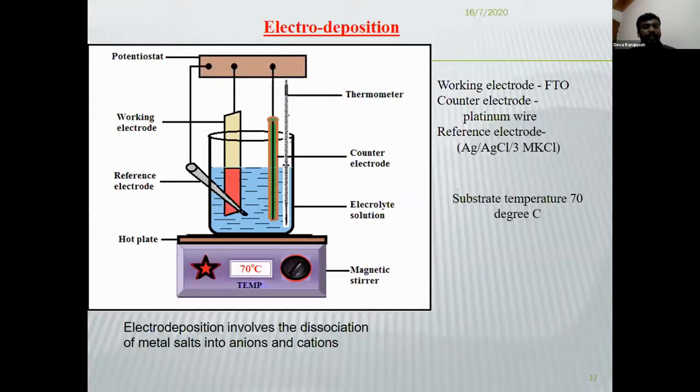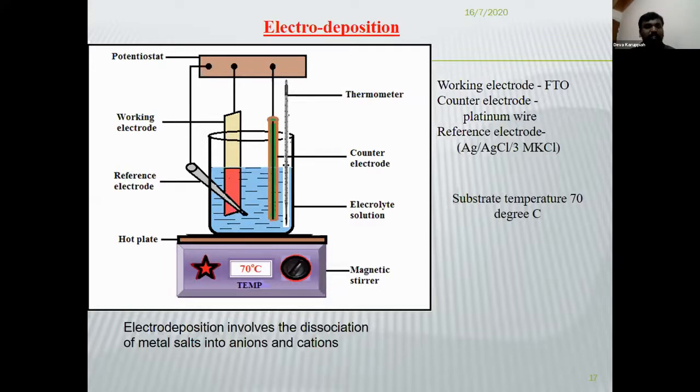So this one is the electrodeposition method. In this method, it is the same as the chemical bath method that we saw previously, but here we should use a working electrode, which is a conducting material. For other methods we can use an amorphous substrate, like a porous glass substrate, but here we should use a conducting substrate.